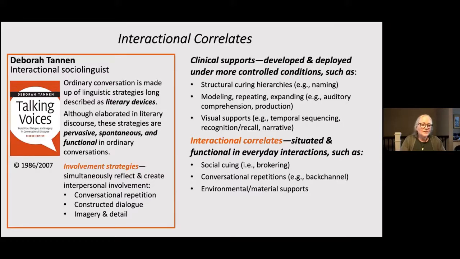I want to end with one more, which is interactional correlates. Much as Tannen noted that creative discourse patterns typical of literary discourse have been honed from everyday talk, the concept of interactional correlates highlights that clinical techniques and cueing strategies have also been honed from common everyday interactions. In clinical settings, specialized supports and cueing hierarchies are often skill or strategy specific and used by clinicians to direct their clients' performance and assess what supports are effective. In contrast, outside of clinic, everyday reminders and cues are often directed at getting things done.